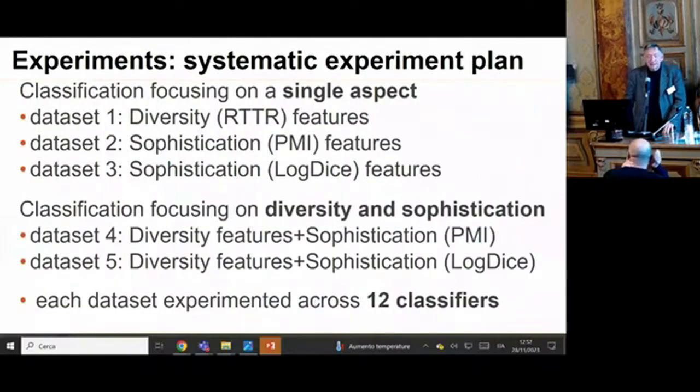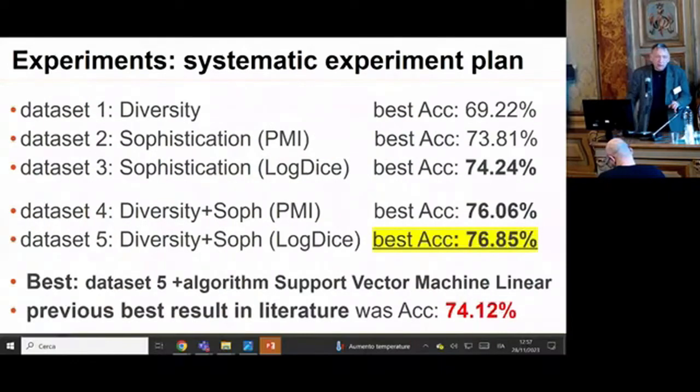What was the systematic experiment plan we had? Basically, we first focused on a single aspect: how diversity alone can help to classify texts in the CELI corpus, how sophistication in the PMI version can help classification, and how the log dice feature can help classification. Then we focused on diversity and sophistication together, and datasets 5 and 4 were the experimentation done on this aspect. Let's go directly to the results.